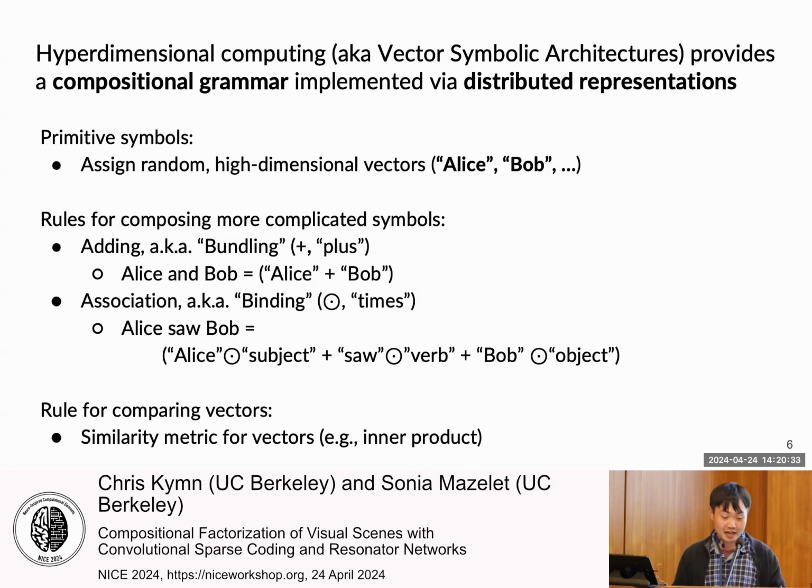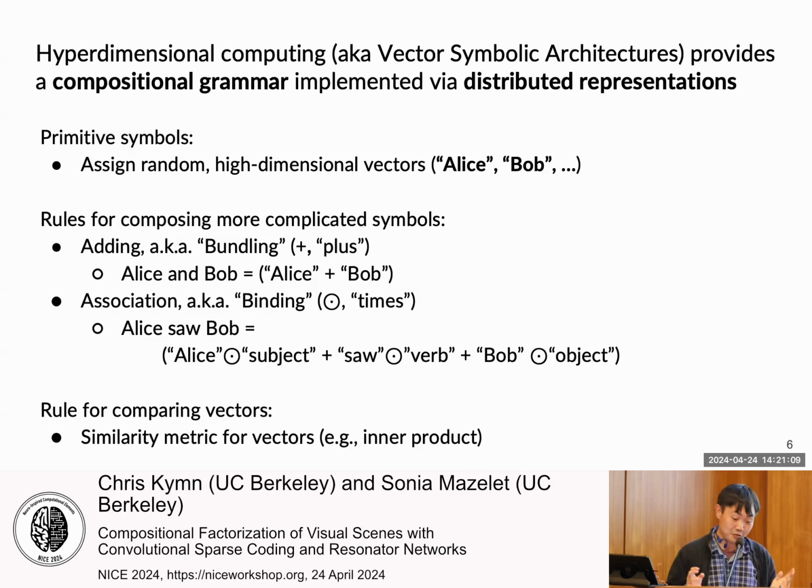Then there are bundling and binding operations. Bundling usually corresponds to addition, which is useful for creating set representations. So if you had a vector for Alice and Bob, you could add those vectors together to create Alice plus Bob. Or association vectors, which are binding, which you can think of as akin to a multiplication operation. So if you had Alice saw Bob, you can represent it as a triplet of tuples. That's Alice and subject, saw and verb, and Bob and object. And the reason why you're doing this kind of separation is so that you can represent it as a different sentence than Bob saw Alice, where there are different bindings between the different variables.